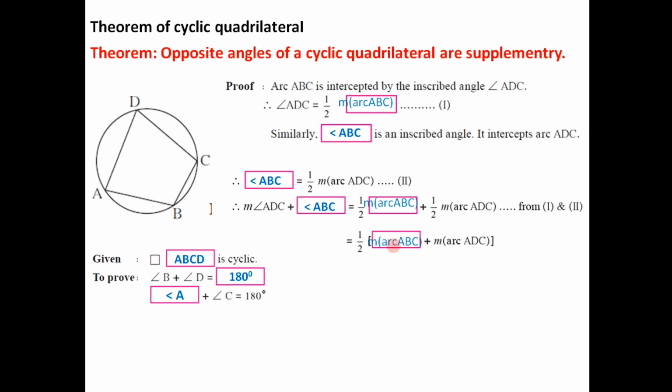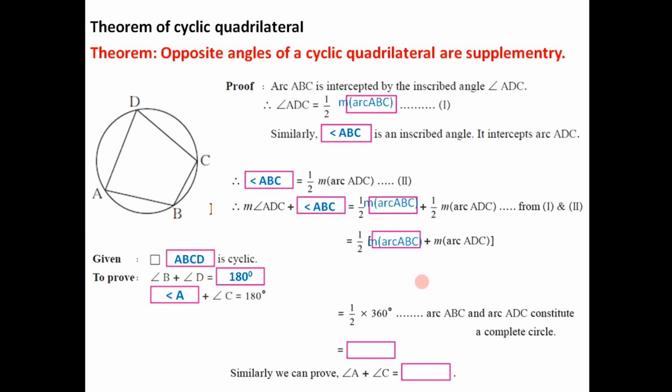If we look at the diagram, what is the measure of arc ABC and the measure of arc ADC? If we add these two arcs, we get a circle, and we know that the measure of a circle is 360 degrees. That's why we get 1/2 into 360 as the measure of arc ABC plus the measure of arc ADC. It is 360 degrees because arc ABC and arc ADC constitute a complete circle. Now if we divide 360 by 2, we get 180 degrees. That is, the measure of angle ADC plus the measure of angle ABC is equal to 180 degrees.